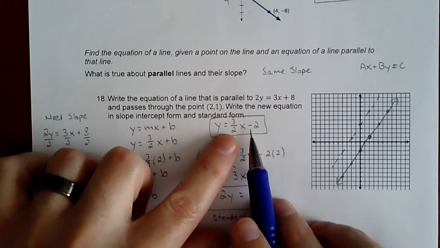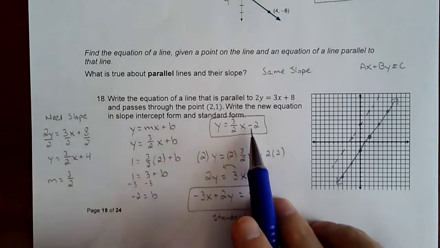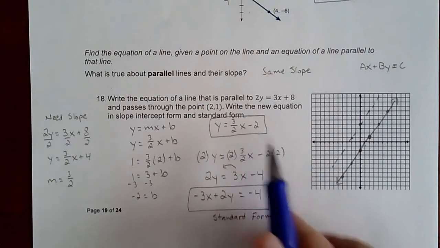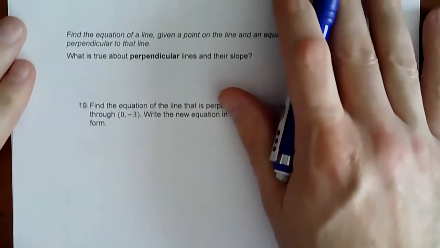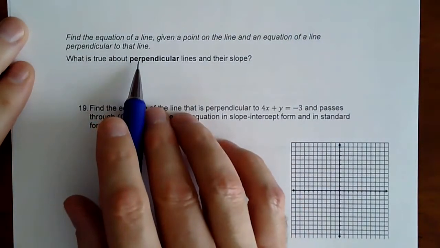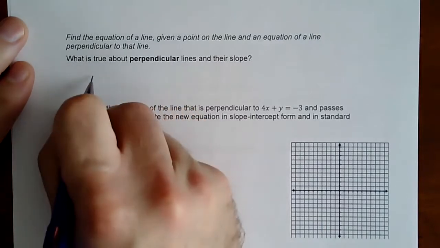Okay, so we're about to do the exact same situation. The only difference is the line is going to be perpendicular, not parallel. You're going to see that the process is exactly the same. So if we're talking about perpendicular, we are talking about slopes again.